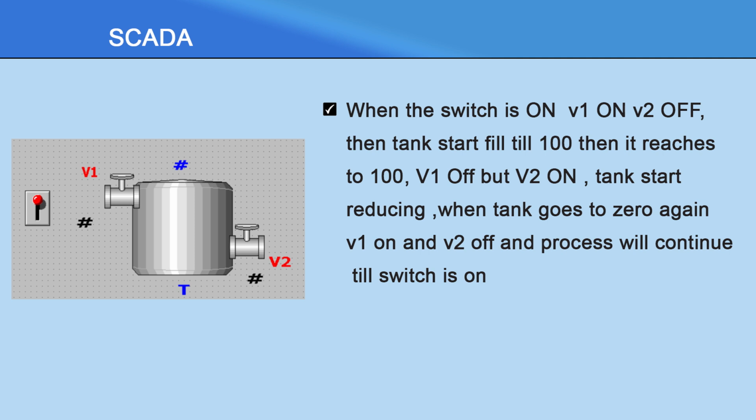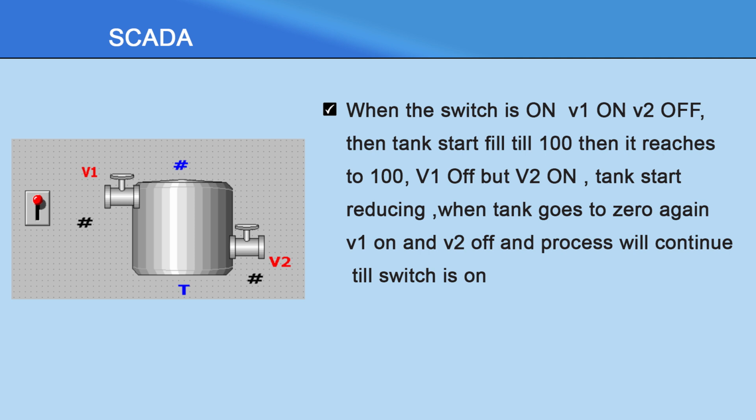Now, what condition or process do we want here? We want that when the switch is on, valve V1 should be on and valve V2 should be off. Then the tank will start filling. After the tank level reaches 200, or the tank is full, V1, the top valve, will turn off and the V2 valve will turn on. Now V2 is the outlet valve, so the tank level will start decreasing. Okay, and when the tank level reaches 0 again, V1 will turn on and V2 will turn off. This process will continue as long as your switch is on.